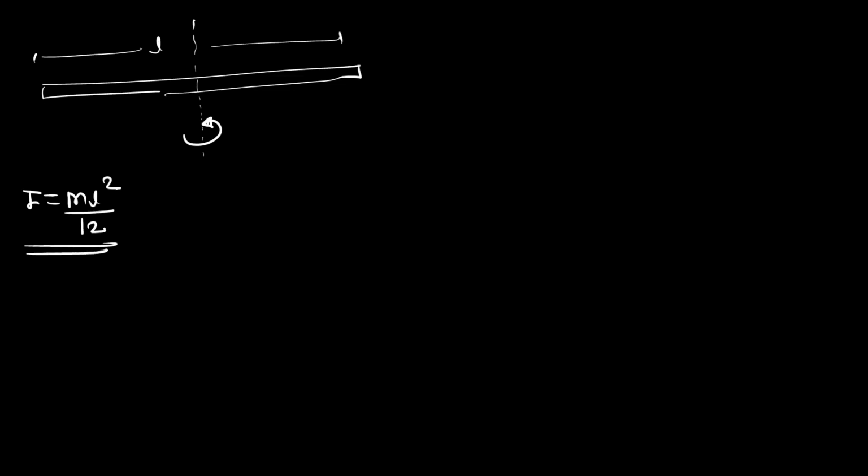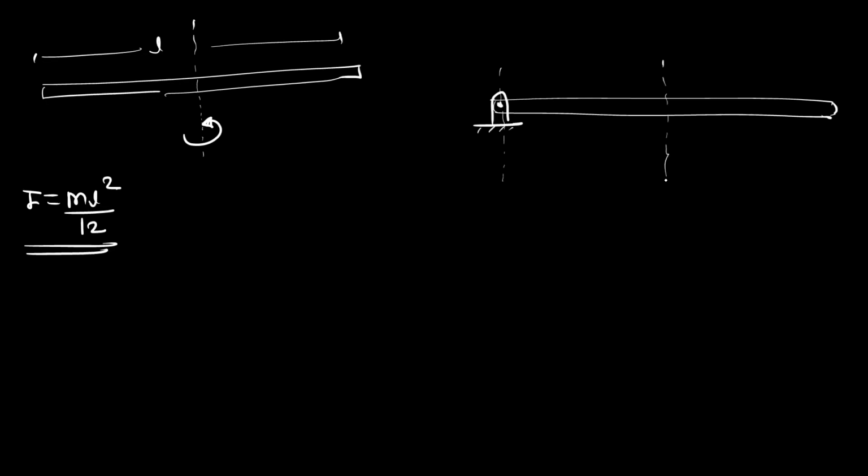Now the given system is not pivoted at the center of gravity. If it is pivoted at the center of gravity, then we can use this formula directly. It is pivoted at one end, so we need to find the moment of inertia about this point. You can use the parallel axis theorem. We have the moment of inertia Ig, and we want to calculate this moment of inertia, so take this as I0.